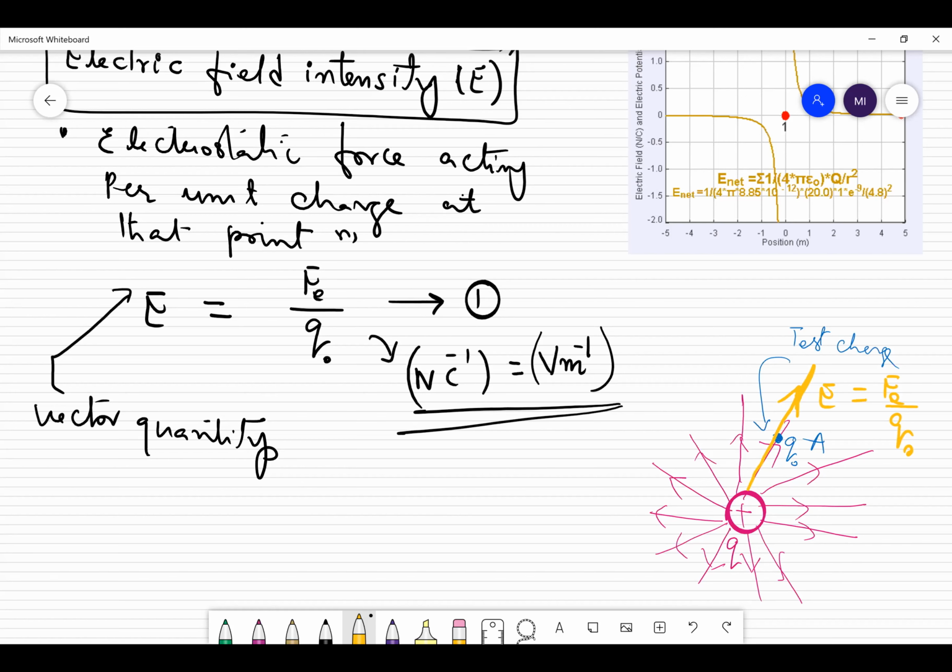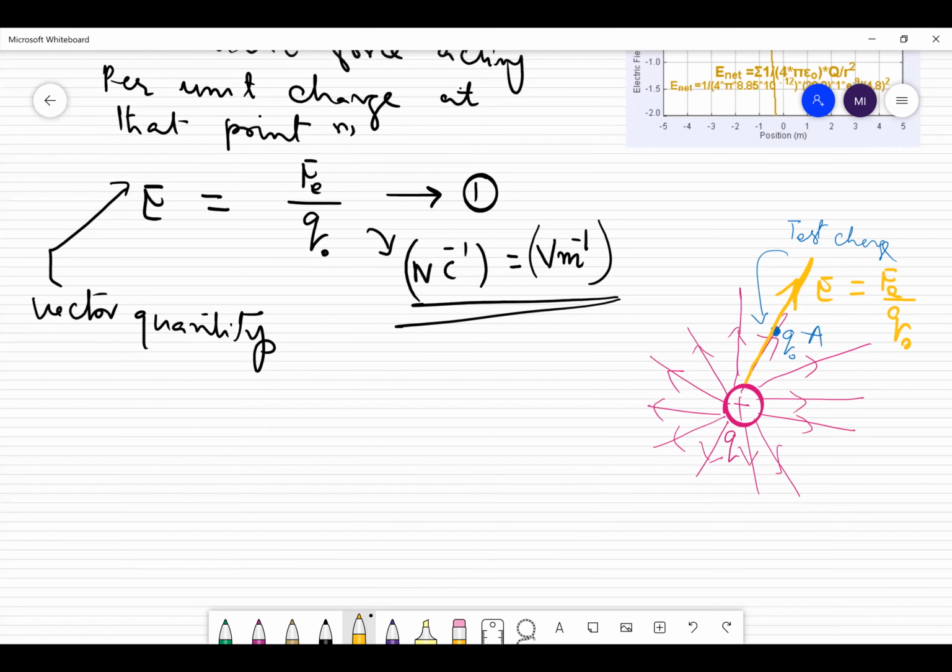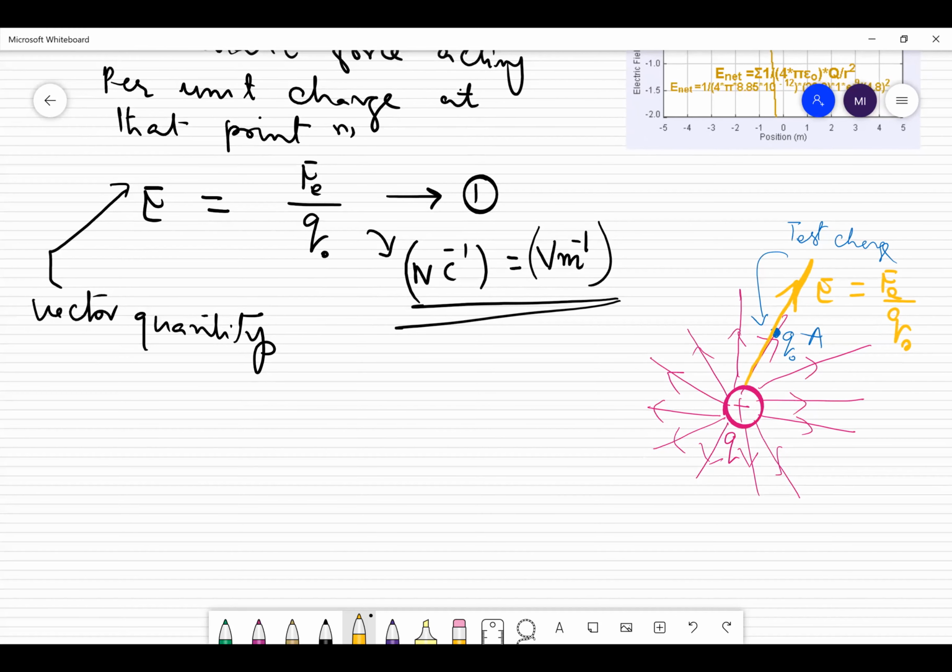Now the question is, why do we do this? As I told you, it is very difficult to apply Coulomb's law to various complex situations because of its vector nature. So electric field intensity helps us in calculating the electrostatic force at a particular point where the electric field intensity is known. By knowing the electric field intensity, we can calculate the Coulomb force at that point. So this is why it is very important, and I will explain this to you.